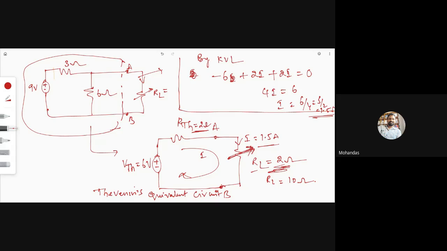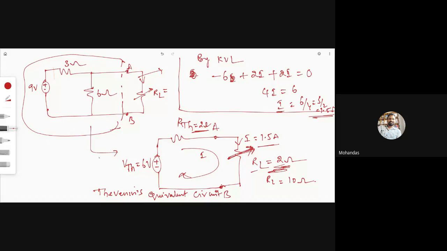Srivasa, are you doing, Amma? Yes, sir. Tell me the answer for RL equal to 10 ohms. 0.5. 0.5. Let me check here.